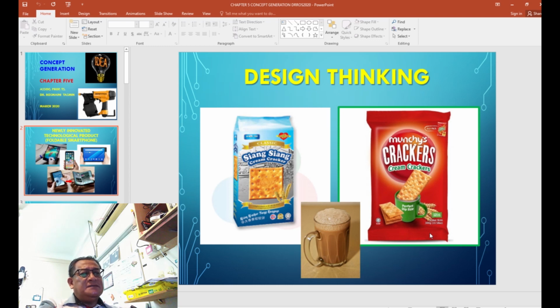How this concept was developed is perhaps partly due to previous experience, with users enjoying the crackers in this bigger rectangular size. If you take a look at this size, actually this size of crackers cannot fit directly into the mouth or the mug of teh tarik. So that's why the product concept was introduced towards a slimmer and longer size. So concept generation is all about design, the perspective, the thinking of the product to best suit the customer's usage and its application. That's all about product concept generation.